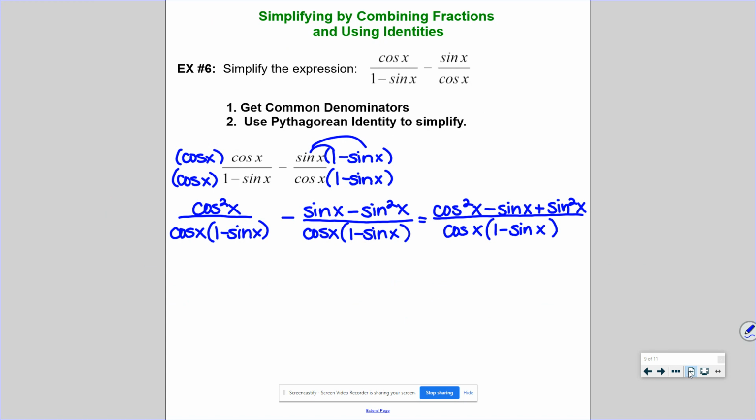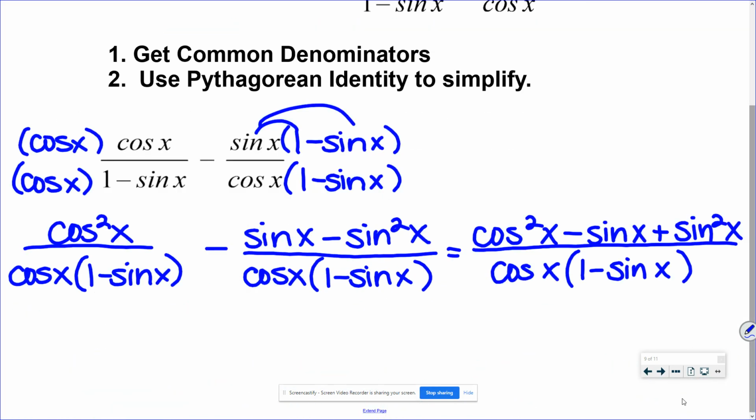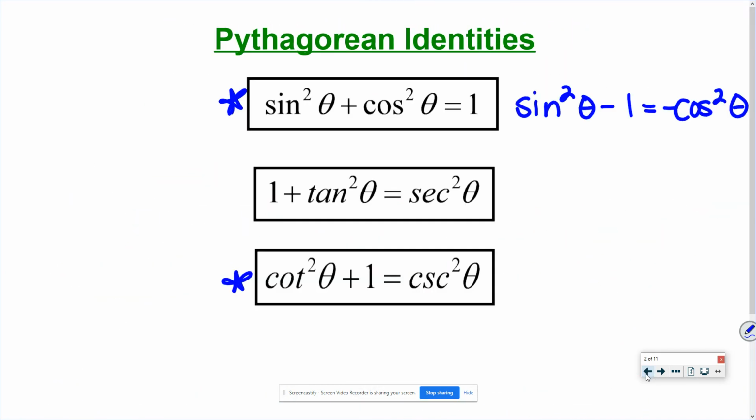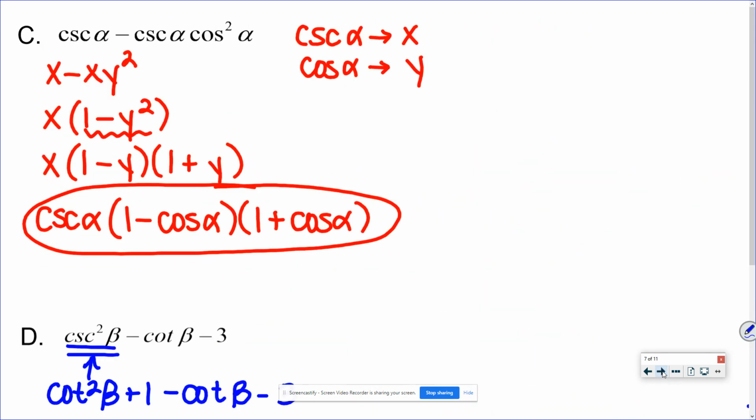Still looks pretty messy. There's got to be more that we can do. Okay, in the directions it says get common denominators. Check, we did that. Use Pythagorean identity to simplify. So Pythagorean identities, remember, are these ones here in the boxes. Do any of those Pythagorean identities look like they might fit in this scenario?